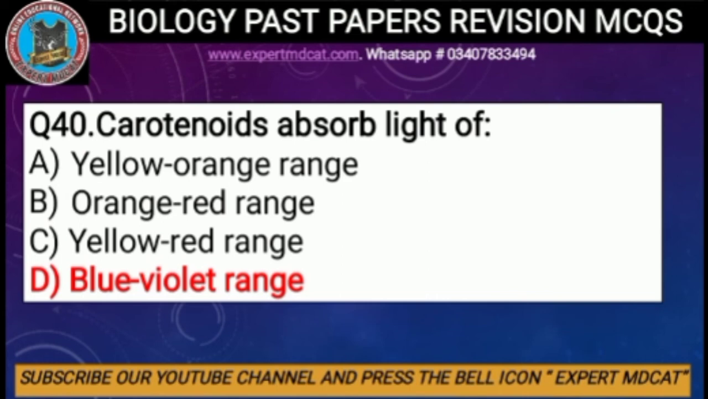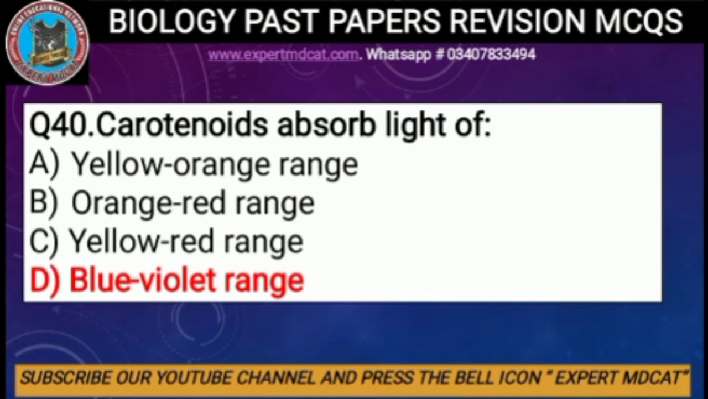Question number 40: carotenoids absorb light of. Options are yellow orange range. Option B is orange to red range. Option C is yellow and red range. Option D is blue violet range. We have been asked about carotenoids, and carotenoids absorb light in the yellow and red to orange range.